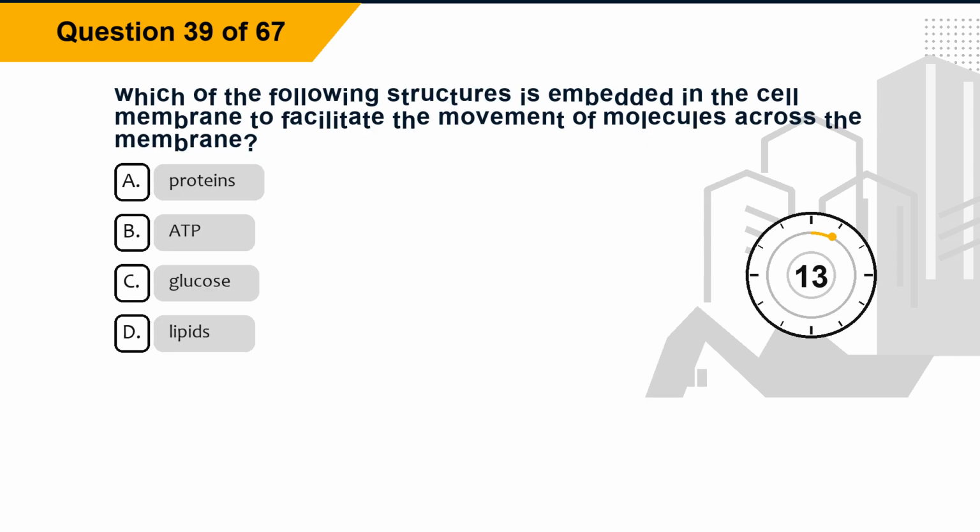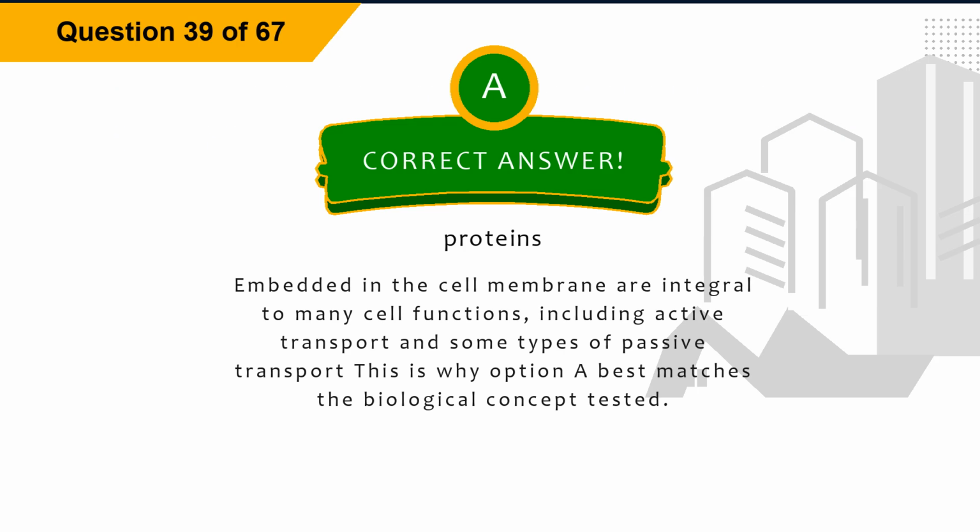Question 39. Which of the following structures is embedded in the cell membrane to facilitate the movement of molecules across the membrane? Option A, proteins. Option B, ATP. Option C, glucose. Option D, lipids. The correct answer is option A, proteins. Explanation: proteins embedded in the cell membrane are integral to many cell functions, including active transport and some types of passive transport. This is why option A best matches the biological concept tested.